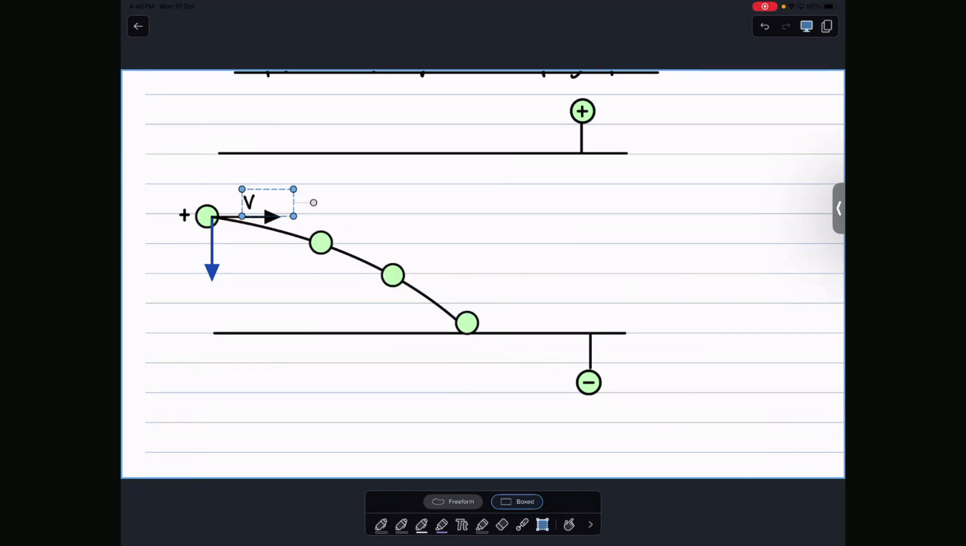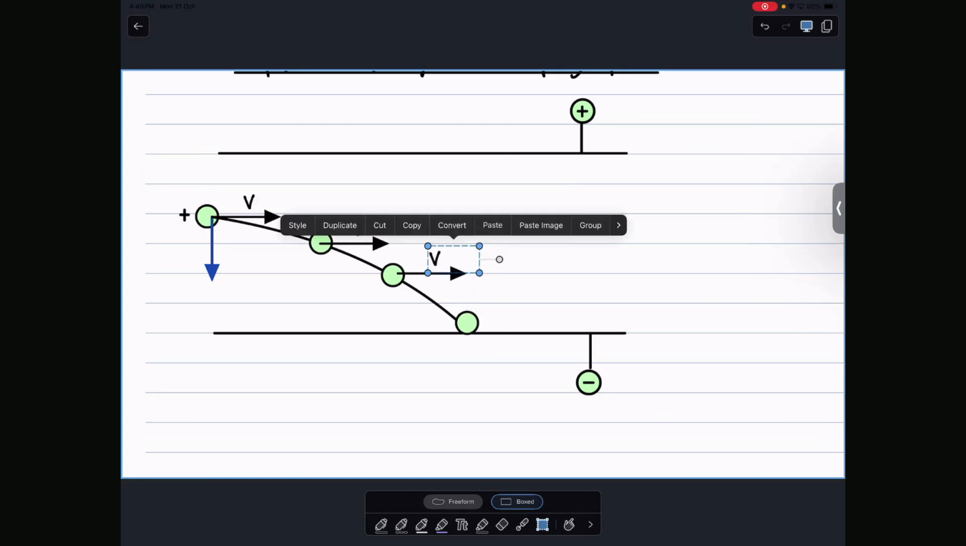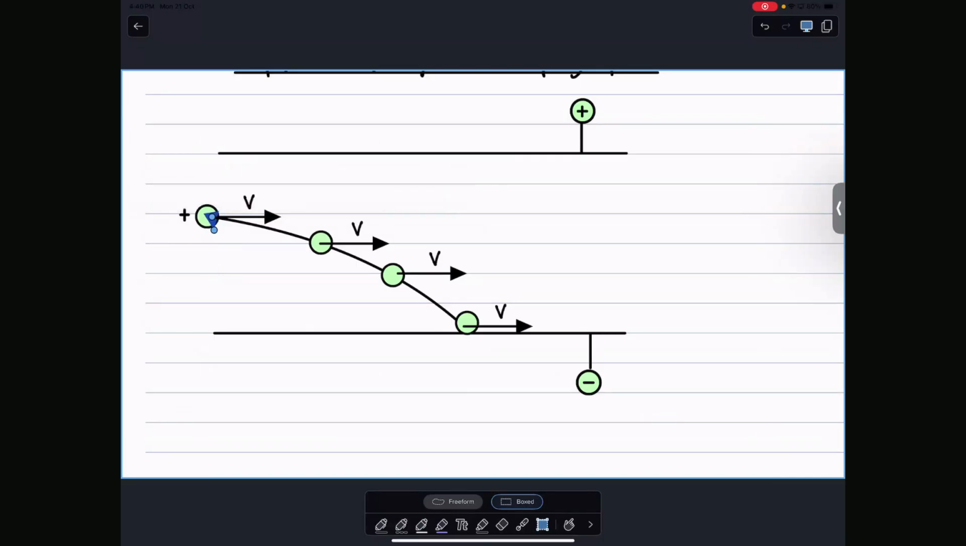Yes, good. V will remain constant because we learned that there's no force acting horizontally here. So there's no horizontal variation. But can you tell me what happens to your vertical velocity? Initially there's no vertical velocity. Yeah, and it increases. And it increases at what rate? Increase in rate, because you have acceleration here.